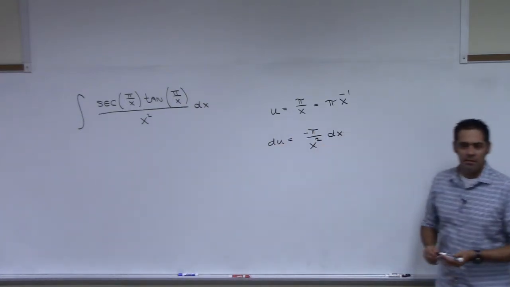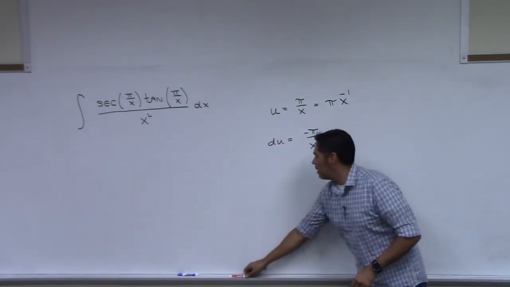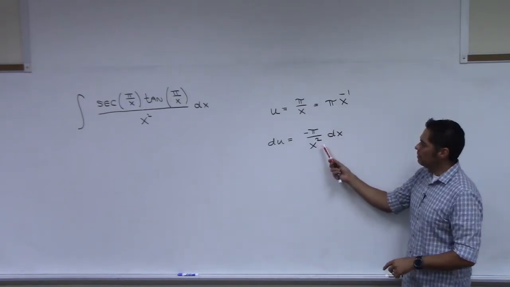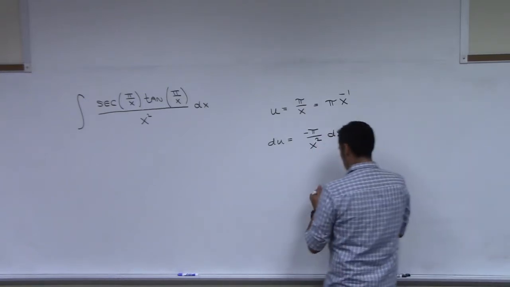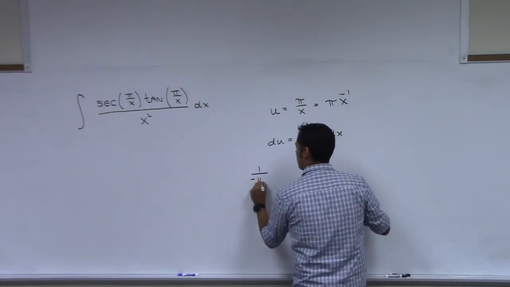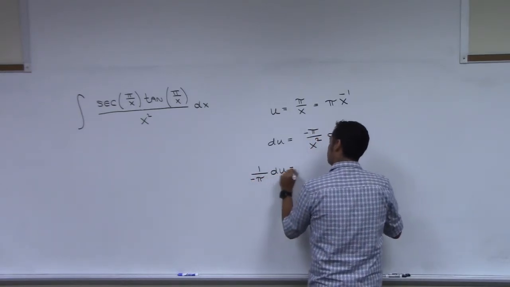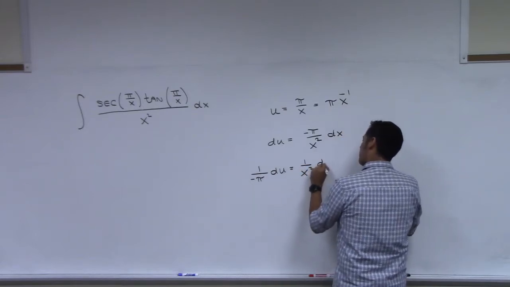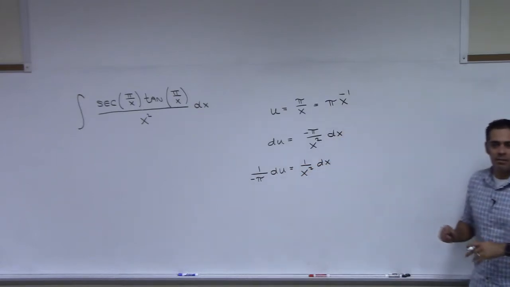That's okay. I can get rid of the negative pi. How do I get rid of the negative pi here? Divide by negative pi. So how about this? It becomes 1 over negative pi. This is looking promising, isn't it?